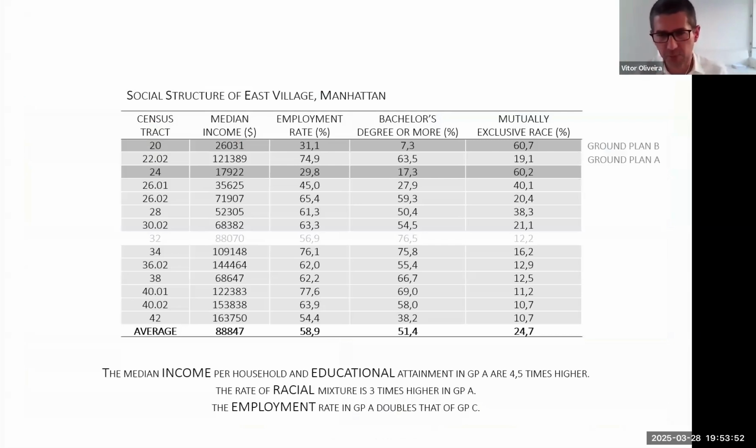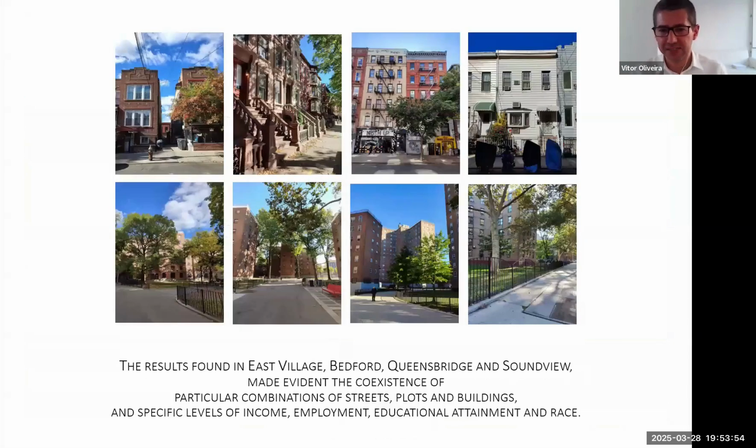So these differences were found not only in East Village, but also in Bedford, Queensbridge, and Soundview. And as such, we can say that there is coexistence between a particular combination of streets, plots, and buildings, and specific levels of income, employment, educational attainment, and race.